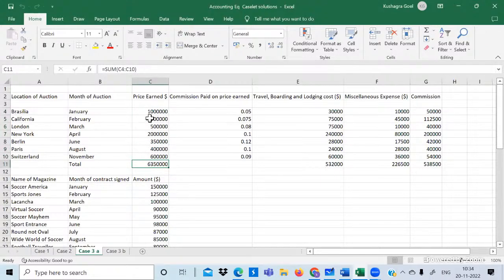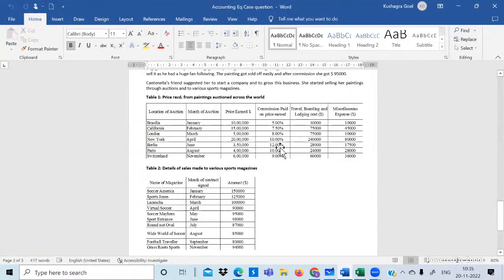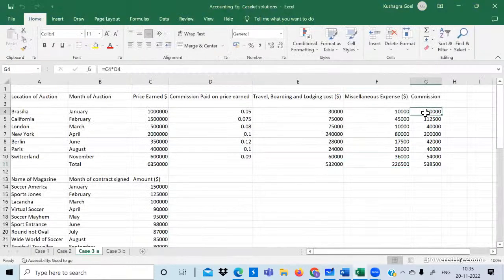So this is the total of the revenue that she's earning. Then the total of the travel, boarding and lodging cost. Again, I've added up all the numbers, which comes to 5,32,000. Then the total of the miscellaneous cost that she's incurring is 2,26,500. And then I've calculated the commission, because in the question they've given the commission percentage. They're saying you'll pay a commission of 5% on this 10 lakhs. Then 7.5% will be paid on this 15 lakhs. So I've just calculated that amount over here in the last column.